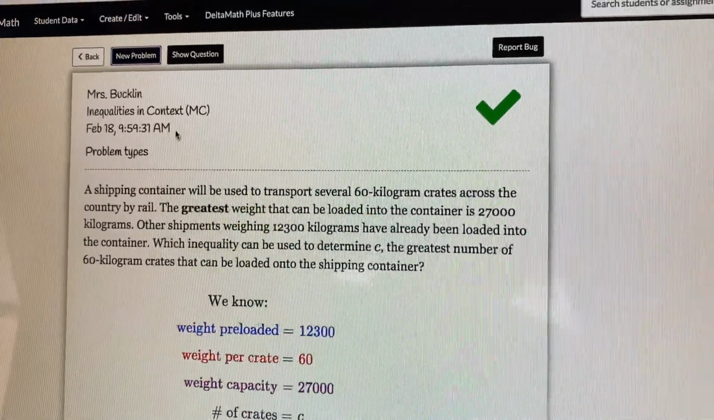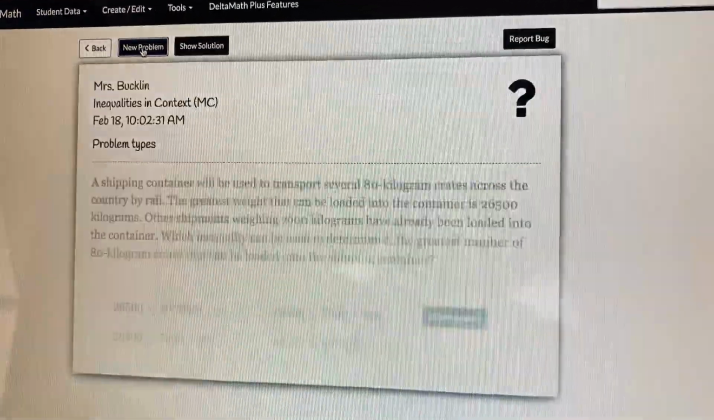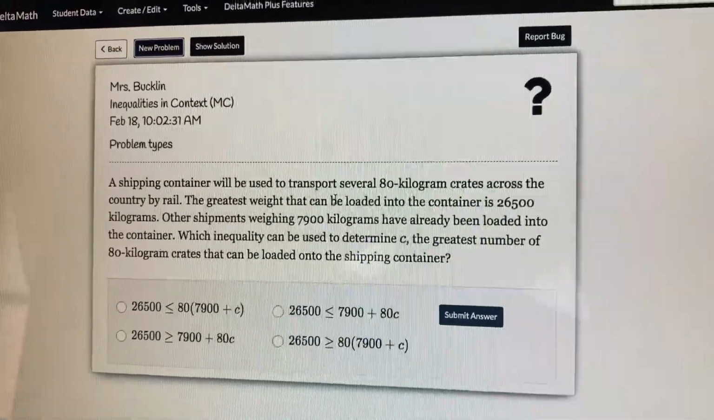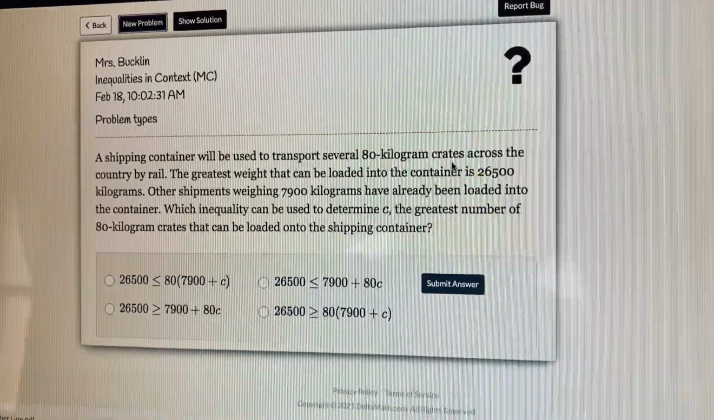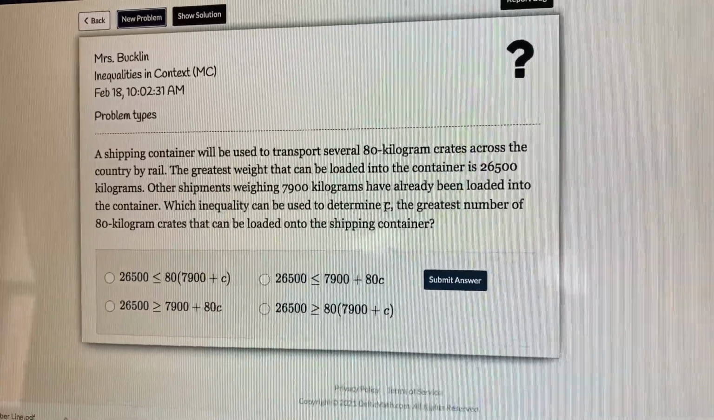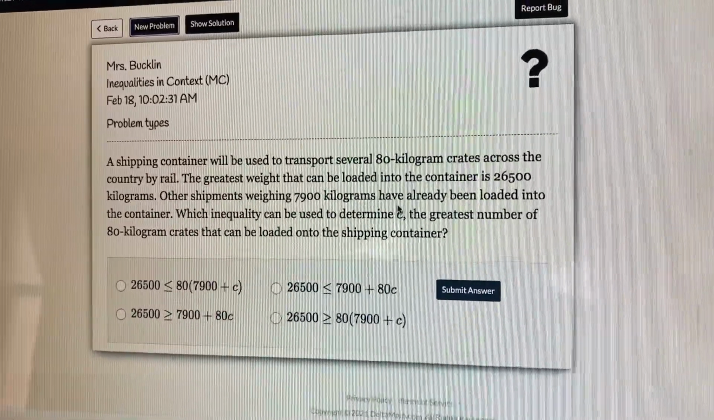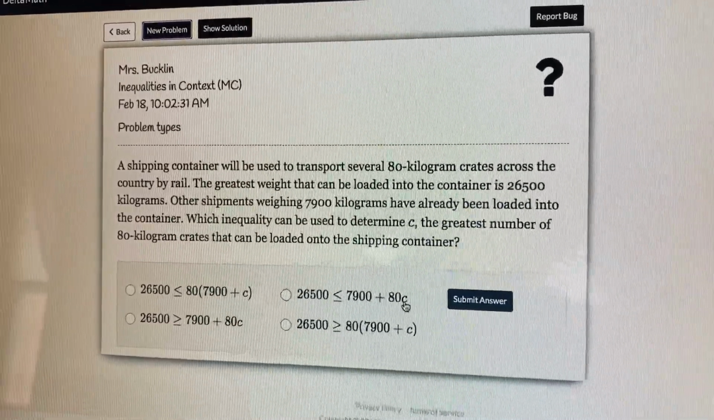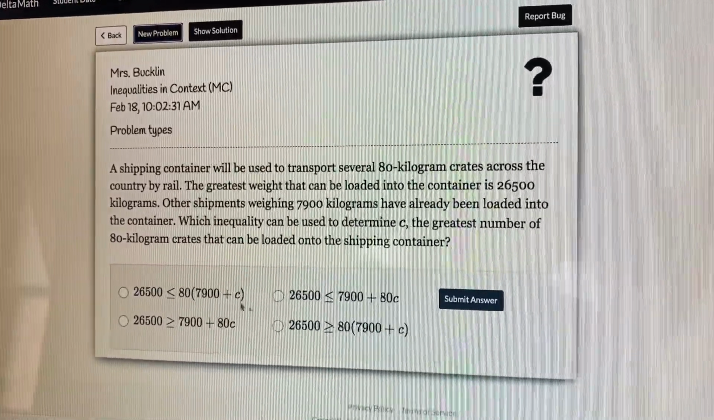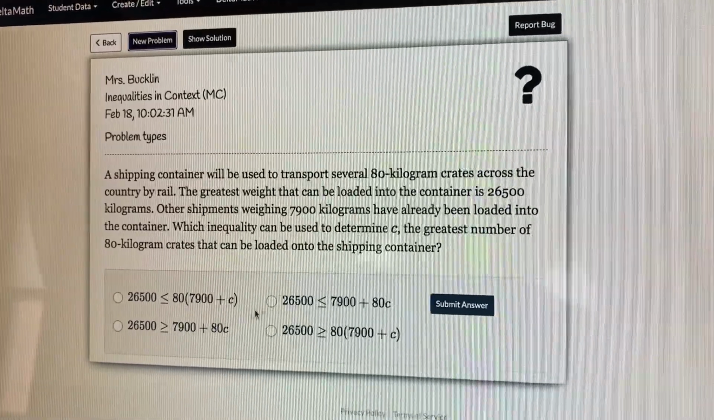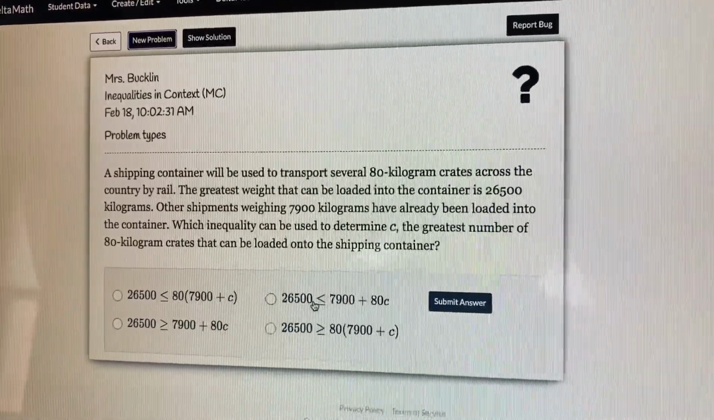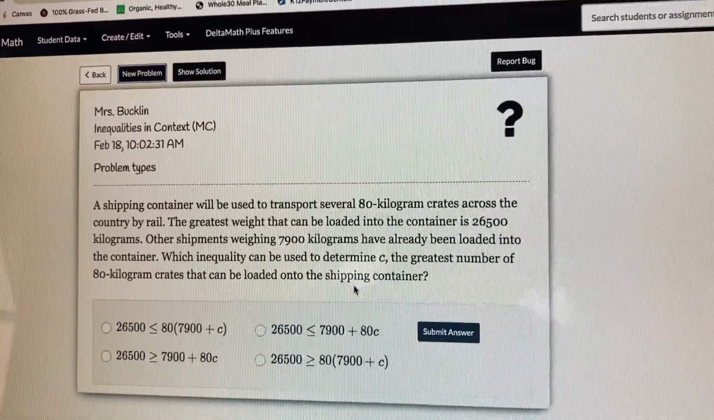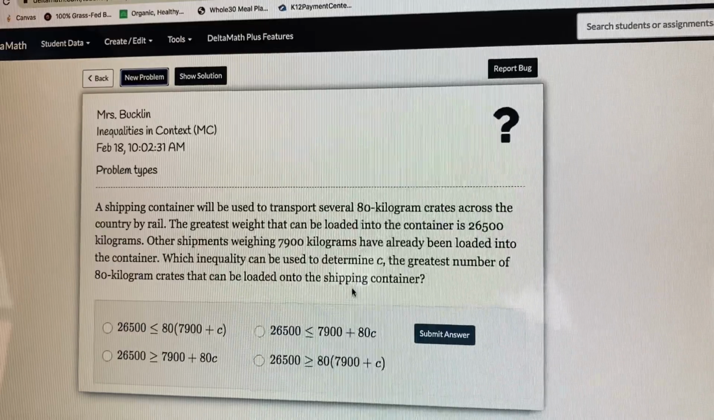So read these problems. You can use process of elimination to figure out, well, I know that I have to multiply. This is very similar. Look, 80 kilogram crates. And we want to know how many crates. Well, if I'm going to do 80 kilogram crates, I know I have to multiply 80 times C. So it's got to be this one or this one, and it can't be one of those. And then you have to think logically which one works best, which one makes sense. All right? So use process of elimination and do the best you can.